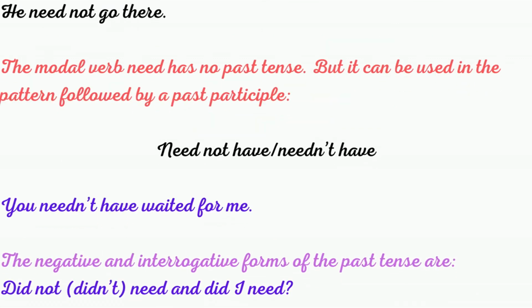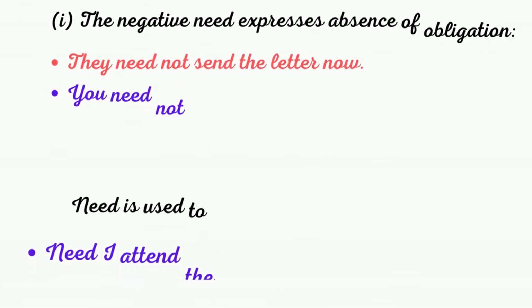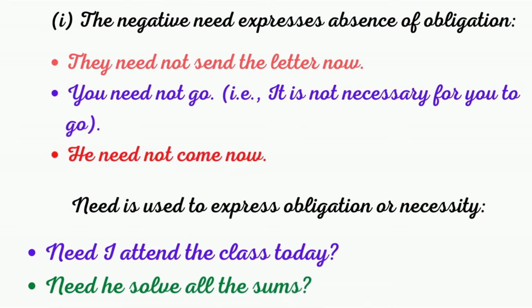The modal verb need has no past tense, but it can be used in the pattern followed by a past participle. Need not have / needn't have. You needn't have waited for me. The negative and interrogative forms of the past tense are did not need and did I need. The negative need expresses absence of obligation. They need not send the letter now. You need not go. That is, it is not necessary for you to go. He need not come now.